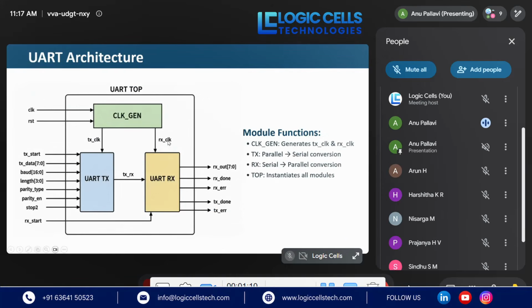This is the UART architecture. The first block is the clock generator. It generates a TX and RX clock. Then the UART transmitter block performs parallel to serial conversion, and the receiver block performs serial to parallel conversion. Finally, the top module instantiates and connects all the modules together.